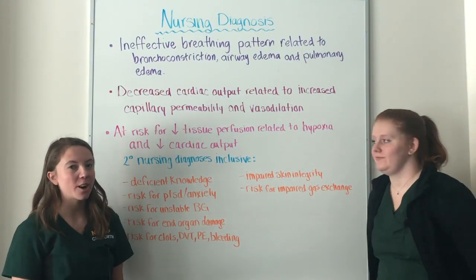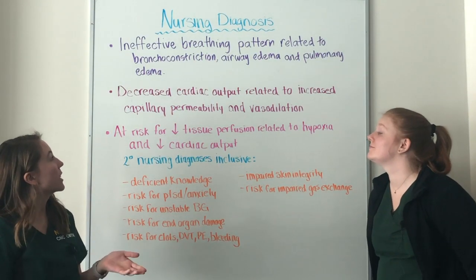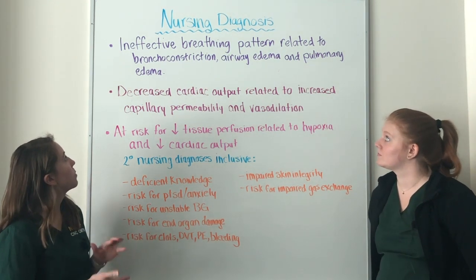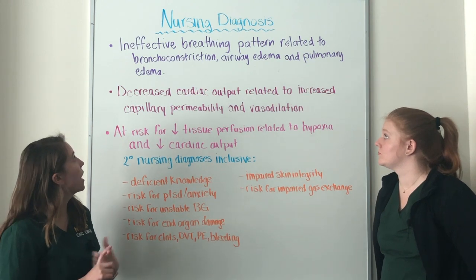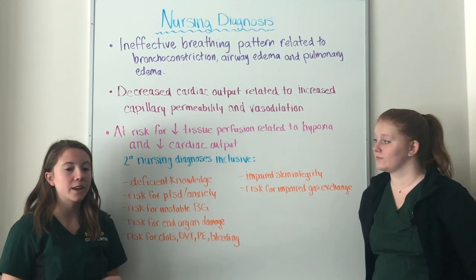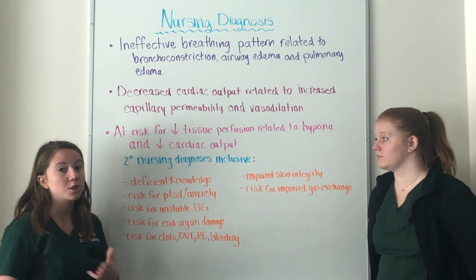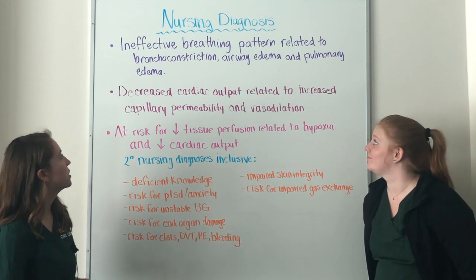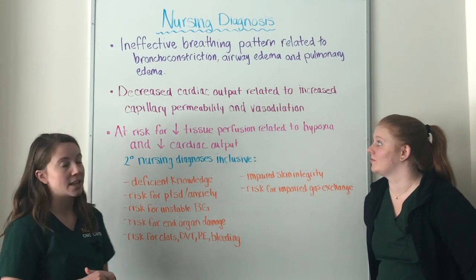Okay, so now we're going to talk about our nursing diagnoses related to anaphylactic shock. So we could see ineffective breathing pattern related to bronchoconstriction, airway edema, and pulmonary edema. This could be as evidenced by shortness of breath, coughing, unable to speak, or using 1 to 2 words in their sentences. And we could also see decreased cardiac output related to increased capillary permeability and vasodilation.